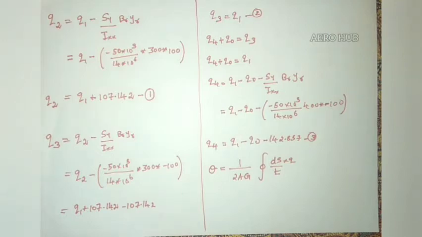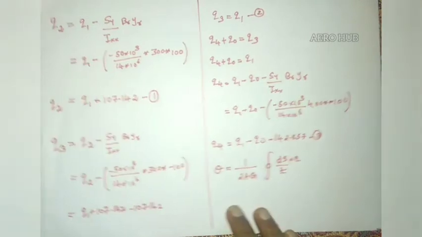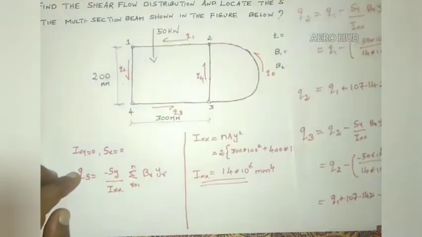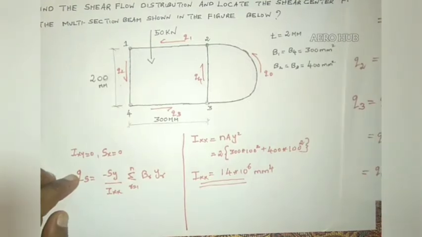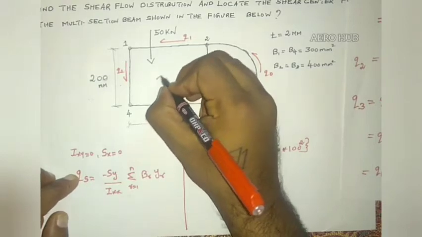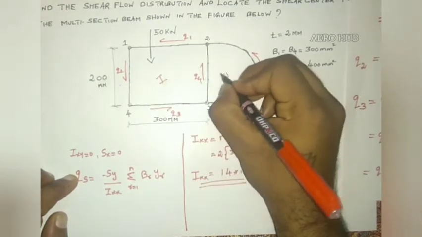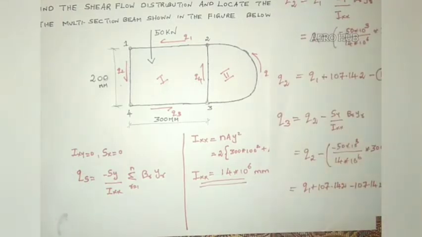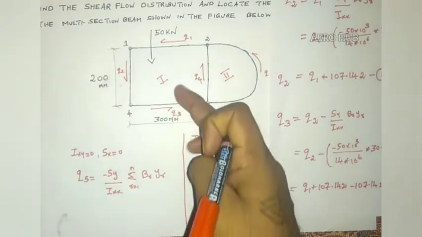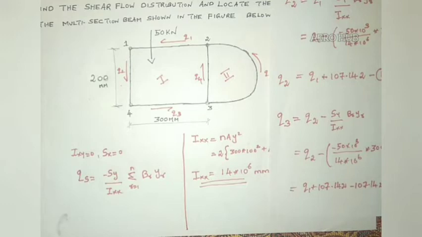Now we have to find out the angle of twist for cell number 1 and cell number 2. I will make this one as cell number 1 and this curved web as cell number 2. The curved, semi-circle section as cell number 2. Now we have to find out theta 1 and theta 2 for cell 1 and cell 2.